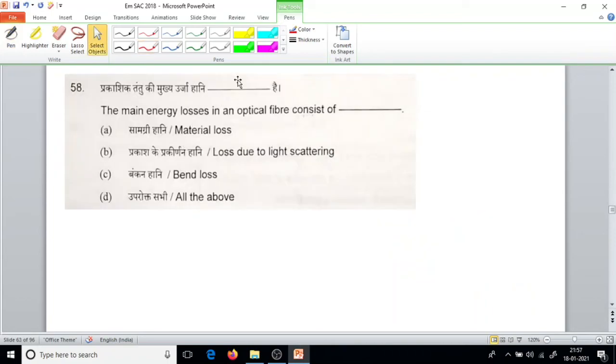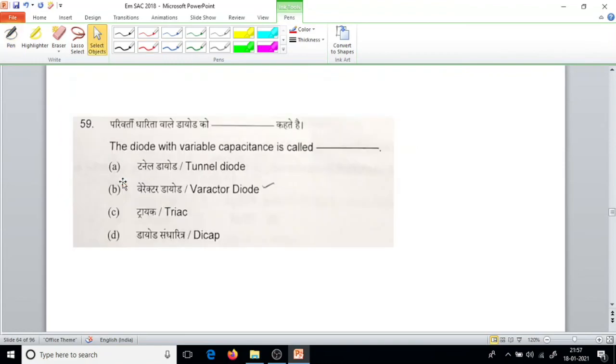Question number 58. The main energy losses in an optical fiber consist of bend loss, light scattering loss, and material loss. So the answer is all of the above. Question 59. The diode with variable capacitance is, we all know, a varactor diode. This is the symbol for a tunnel diode.